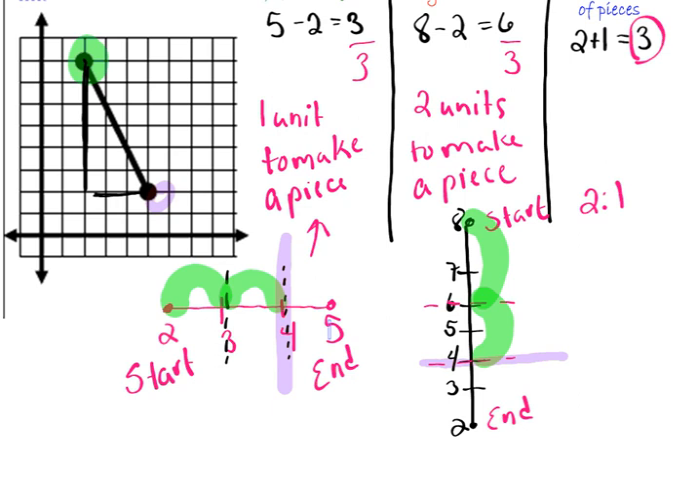So my final answer is the ordered pair (4, 4). And if I look at my original segment, if I go to where (4, 4) is, I'm right there. And if I look, I'm farther from the starting point than I am from my ending point. And that's all there is.